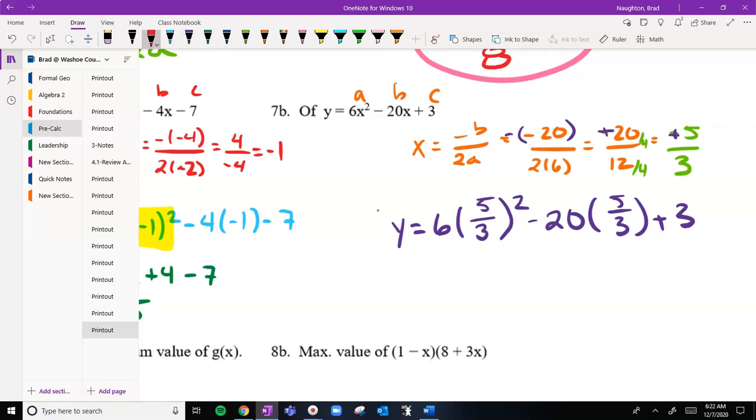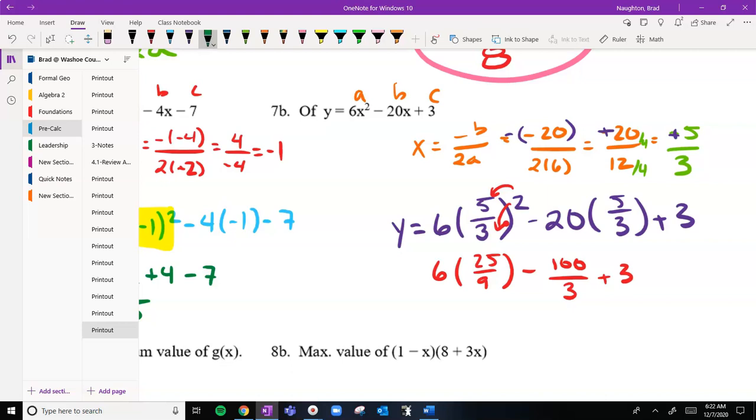So when you have a parentheses squared, you should write it twice, but this is a monomial, so you can just go ahead and square the top and the bottom. So it's going to be 625 over 9 minus 20. We'll say this is 100 thirds plus 3. So that's going to be 120. Let's go ahead and do our cross canceling.